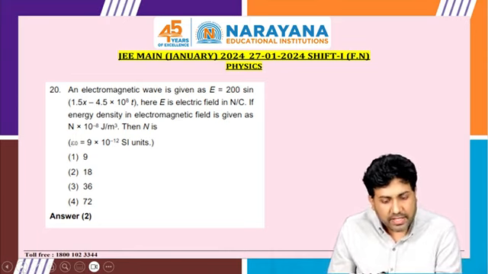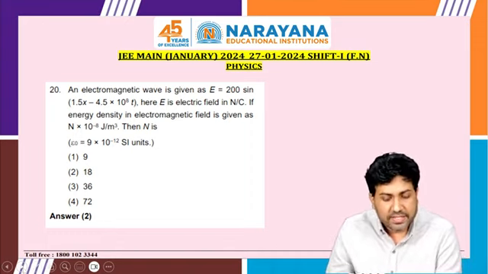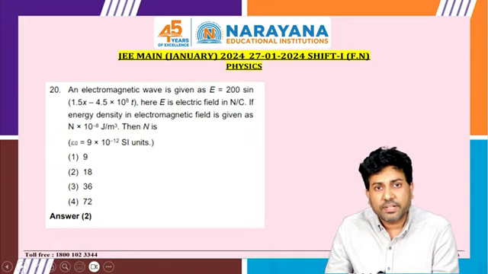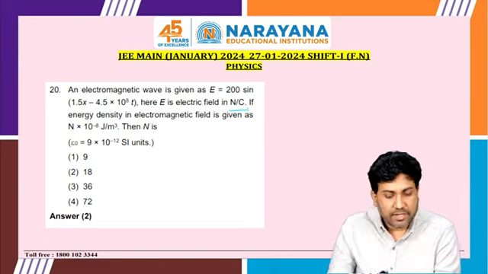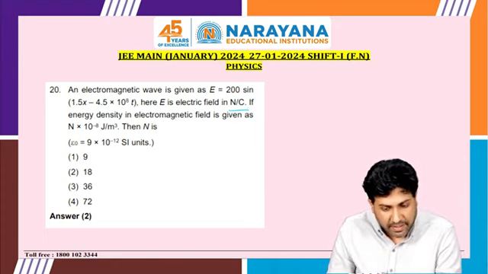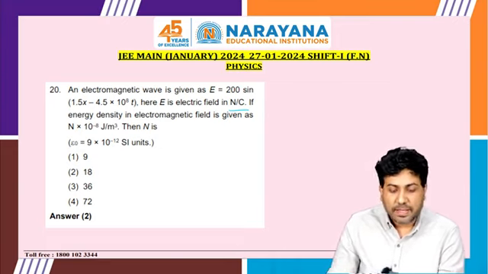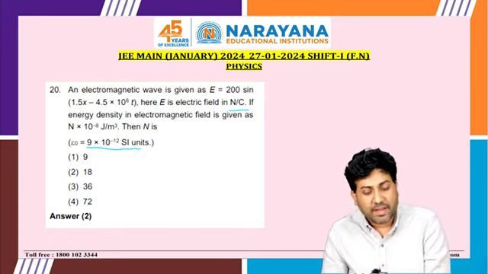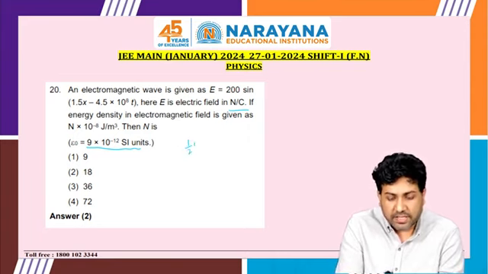Now the next question is, an electromagnetic wave is given as E equals 200 sin(1.5x minus 4.5 into 10 raised to power 8 t), where E is the electric field, and the units are given in SI. If the electric energy density is n times 10 to the power minus 8, we need to find this n. They have asked us to use the epsilon naught value as 9 into 10 raised to power minus 12 in SI unit. Now it's a pretty straightforward formula that the energy density is half epsilon naught E naught square.